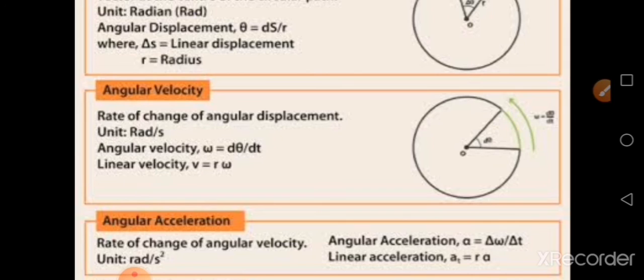So this is only the basics about what is circular motion, what is uniform circular motion, and some variables related to uniform circular motion. Now in the next class we will go on to the next topic, that is, we'll start with centripetal force and centripetal acceleration. Before that, make sure these basic variable terms are clear to you.